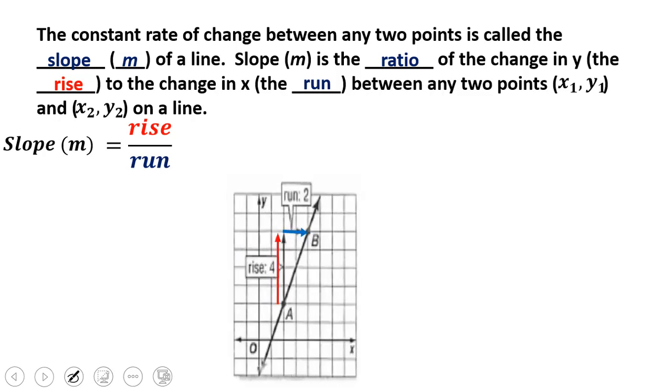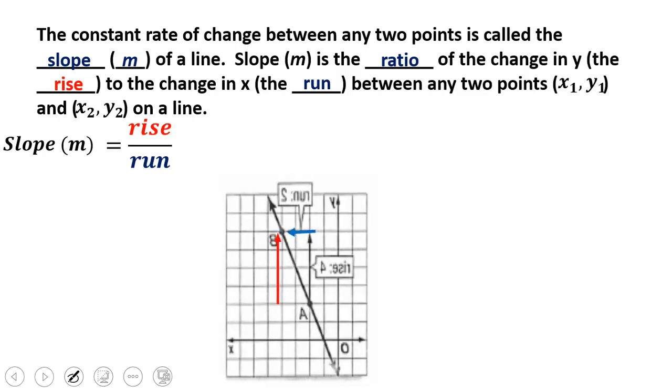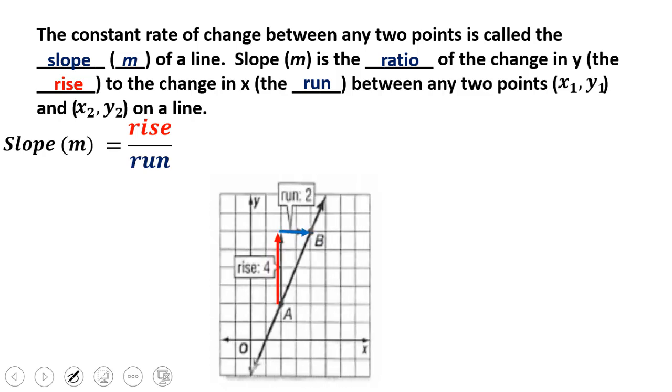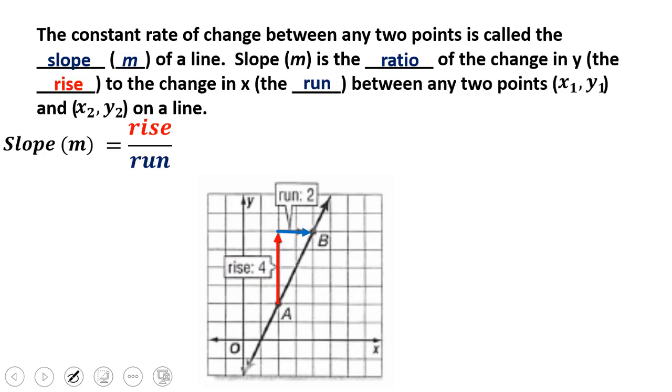So take a look at our graph here. Rise to run. We always read a graph, just like you read words on a page here in America, from the left to the right. So we start from some point on the left, and we move to a point on the right. And the first thing we're going to do is rise. And then we're going to run.